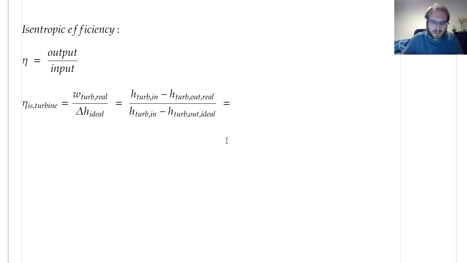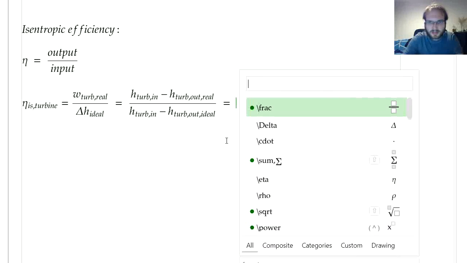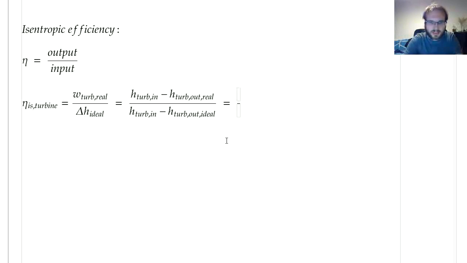With respect to our Rankine cycle, the enthalpy of the turbine inlet is enthalpy H3 minus the real turbine outlet, which will be H4 real, and here we will have still H3 minus H4 because it was ideal expansion.